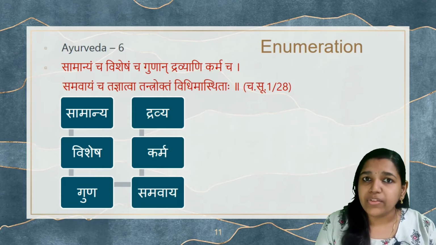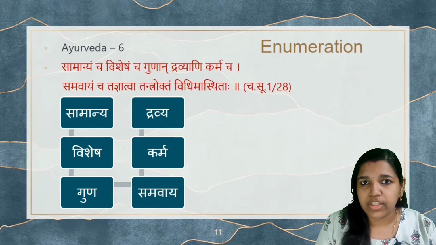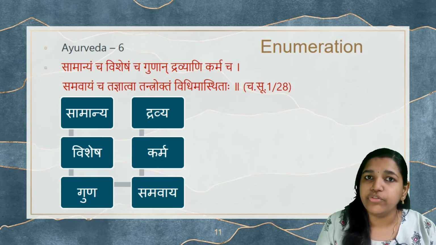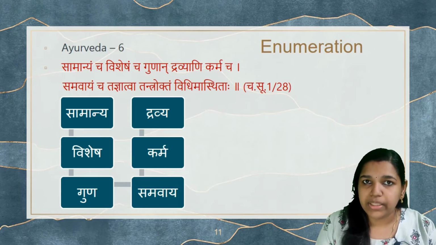But in Ayurveda, as it is a medical science dealing with chikitsa, various diseases and all, the Ayurveda Shastra has given more importance to the Samanya and Vishesha Padarthas, and they have enumerated by starting with Samanya. So that is the difference between the Shat Padarthas mentioned in Vaisheshika Darshana and Ayurveda. And also, as Ayurveda Shastra is using these Shat Padarthas for management purposes, they are called Shat Karanas. So these Shat Padarthas or Shat Karanas accepted in Ayurveda Shastra are Samanya, Vishesha, Guna, Dravya, Karma and Samavaya.